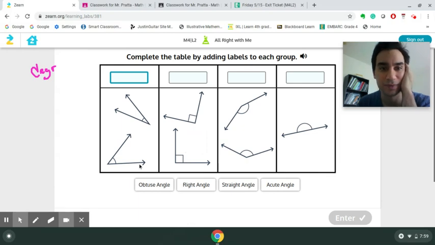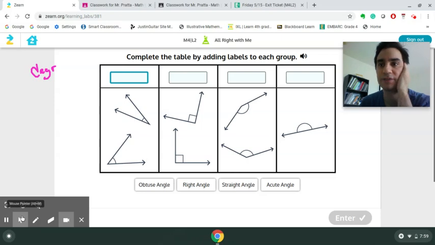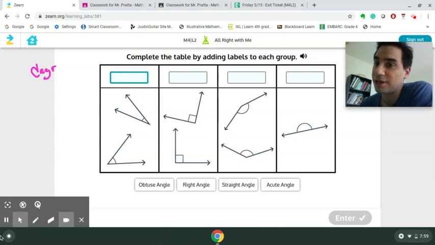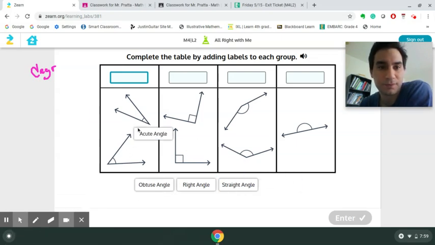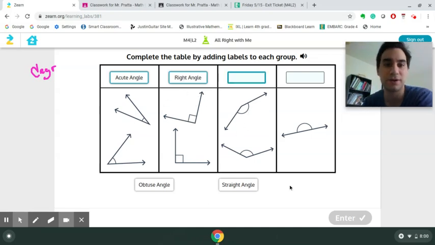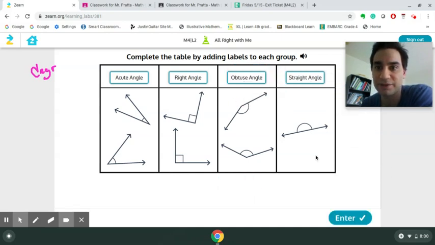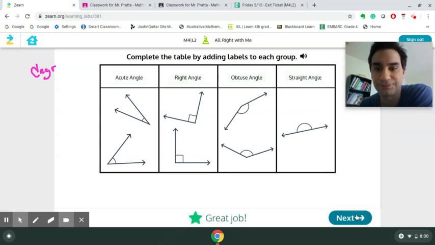All right, this time the angles are already there. We have to name them. So go ahead and pause the video now. Name your categories, press enter, and then check your work. All right, this first category, these are smaller than right angles, so they're acute. Here we see our right angle symbol. Those are right angles. These are much, much wider than a right angle, so those are obtuse angles. And then last but not least, we have a straight line. That's a straight angle. Great job.